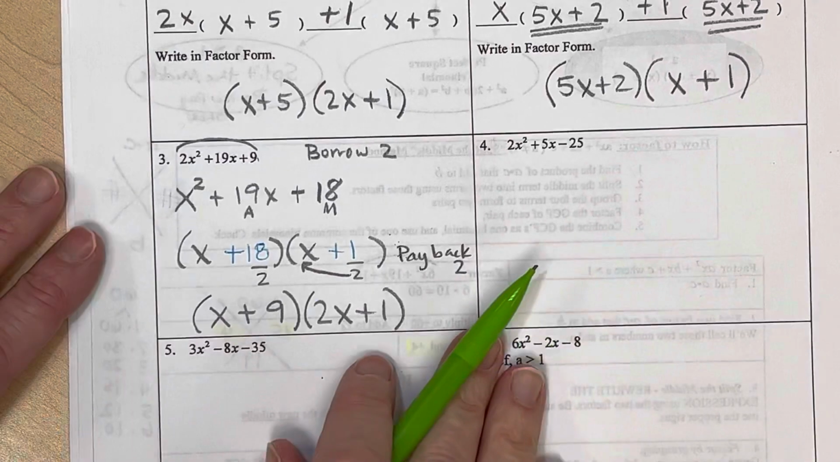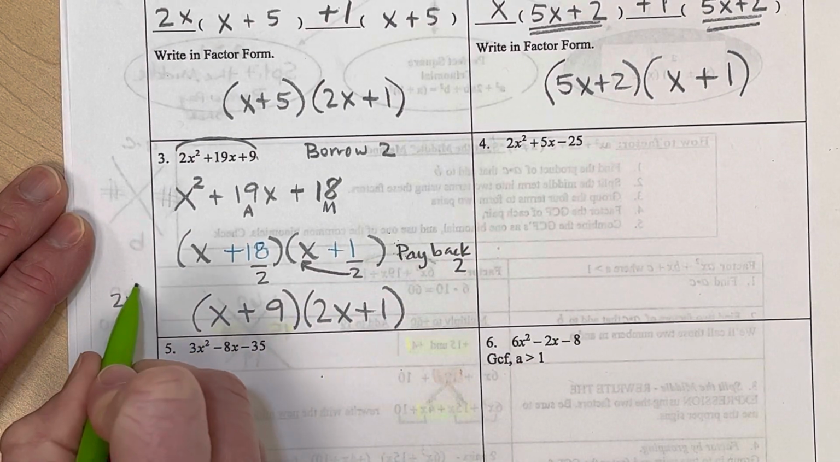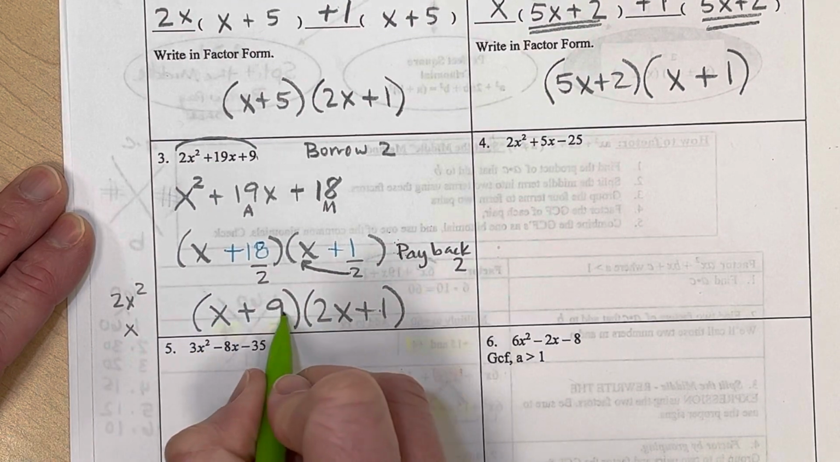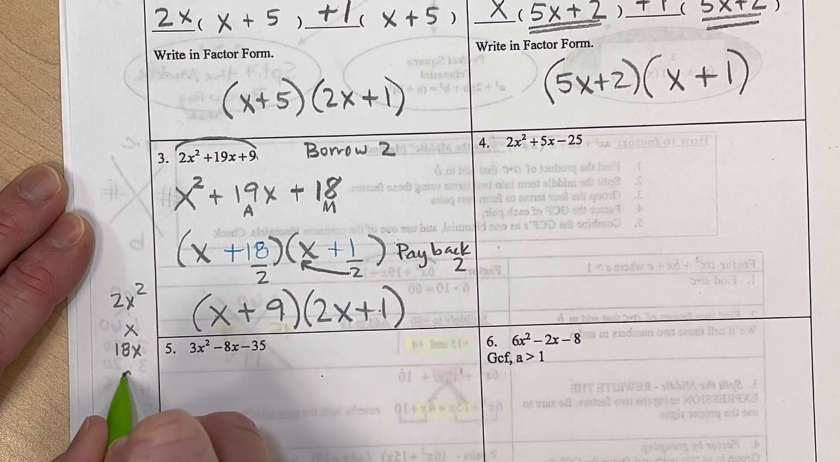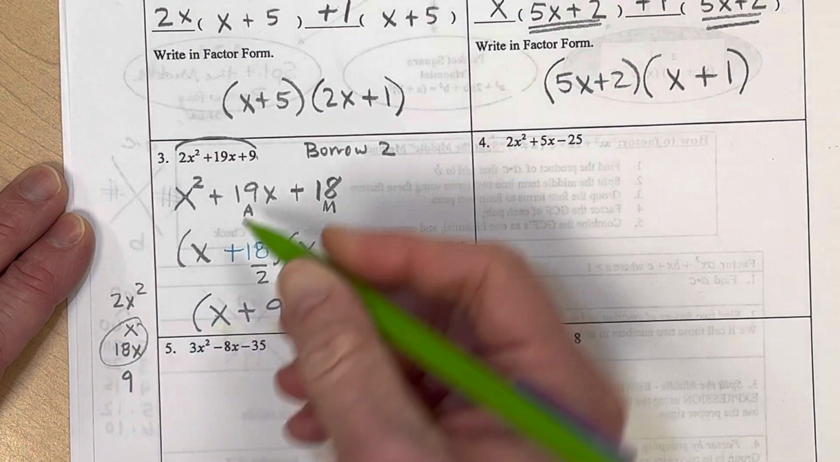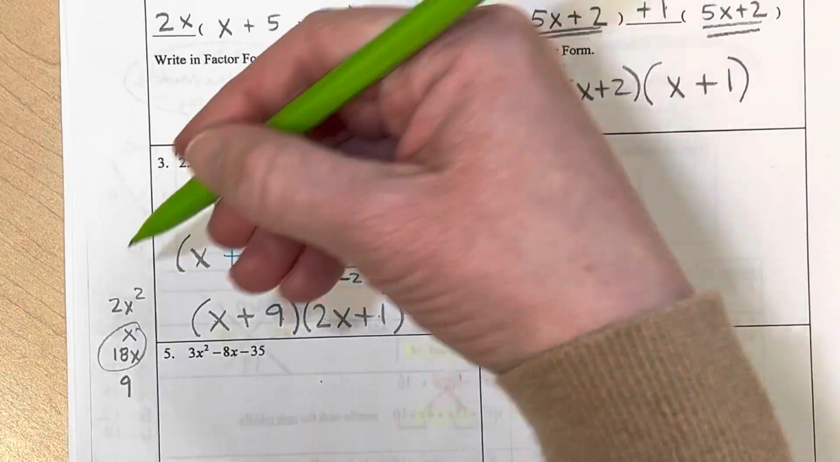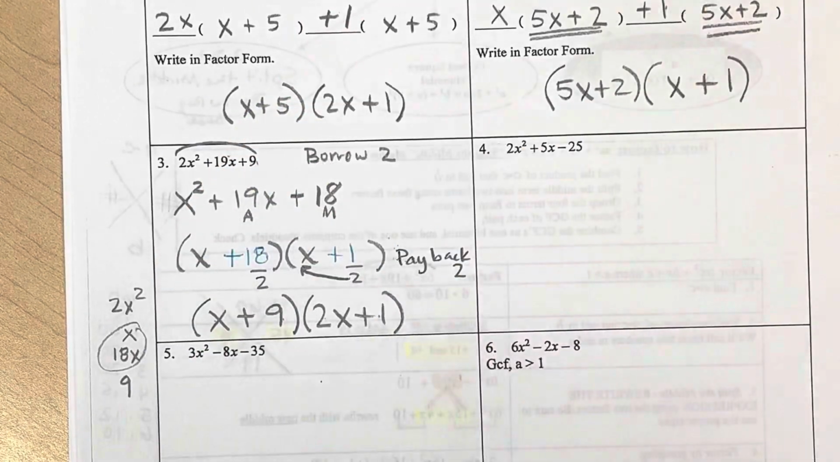So just as a check, I'm going to check my work. X times 2x is going to get me 2x squared. X times 1 is going to get me a single x. 9 times 2x is going to get me 18x, and 9 times 1 gets me 9. Do these two terms add up to be the 19 that you needed? Yes, they do. Your 2x squared matches, your 19x matches, and your 9 matches as well.